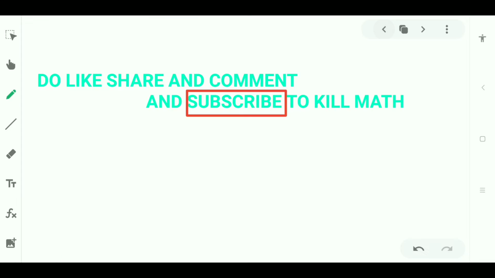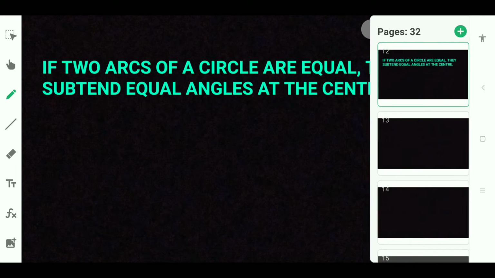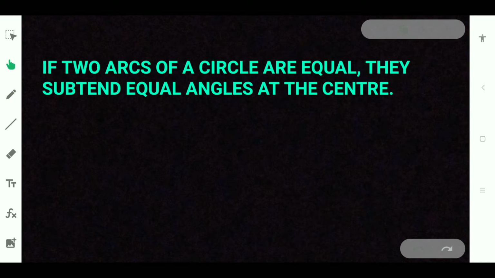Now let us go on to the next theorem. Just have a look at it. This is just the converse of the previous theorem we have discussed now. If two arcs of a circle are equal, they subtend equal angles at the center. I hope you understood what that theorem meant.